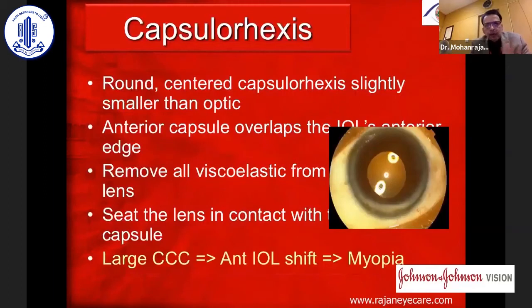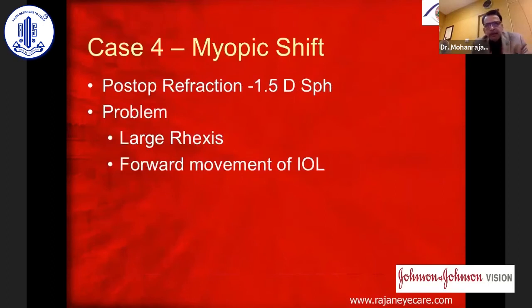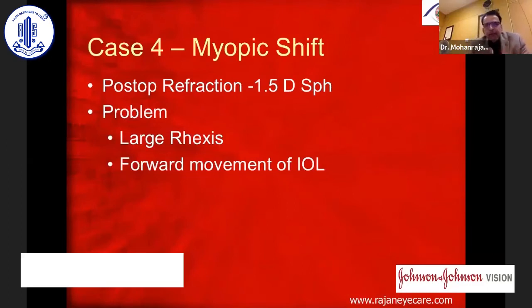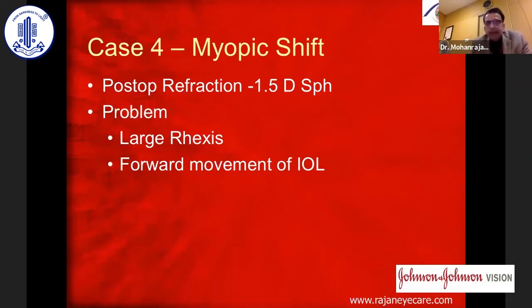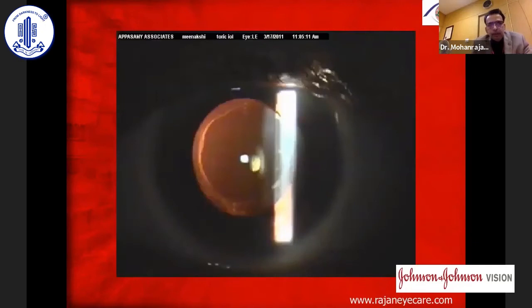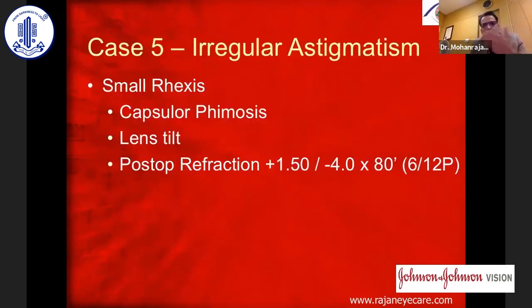Number 4, the capsular rhexis. I think Maipal has beautifully mentioned that the ideal size of the capsular rhexis for a toric lens is about 5 millimeters. This patient had a larger capsular rhexis, about 5.5 or 5.75 millimeters, and because of that there was a forward movement of the IOL, and postoperative refraction of about minus 1.5 spherical. When the IOL moves forward, there will be a myopic shift. When the IOL moves backward, there will be a hyperopic shift. Here you can see the IOL moved forward because of the larger capsular rhexis size.